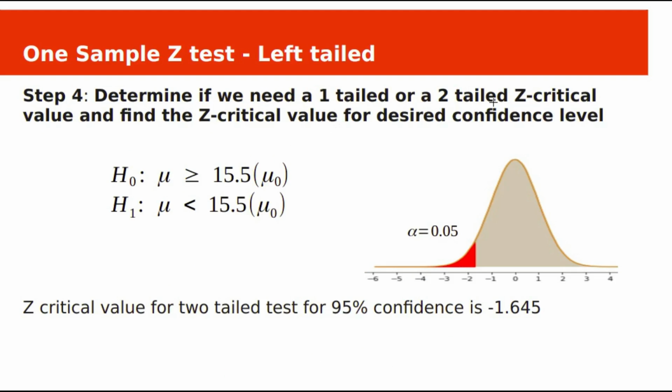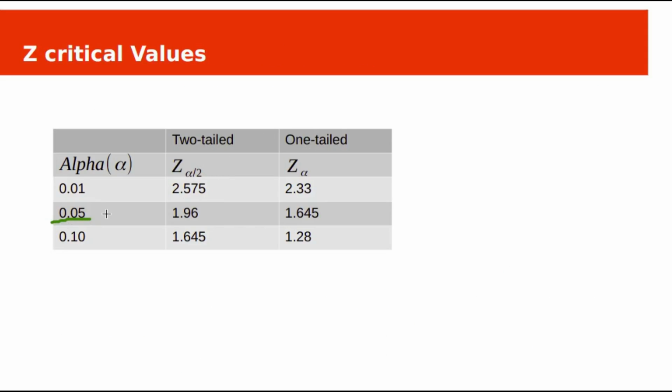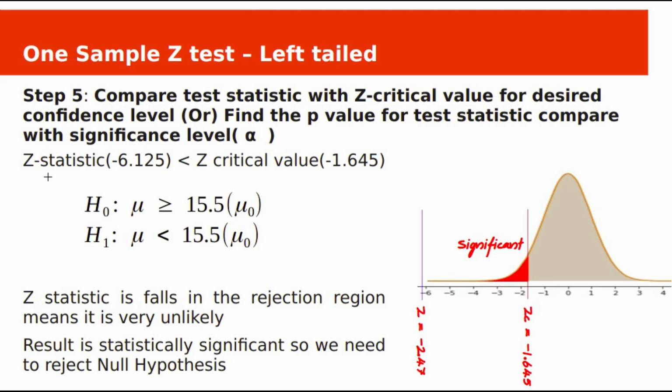You need to find whether it is a one tail or two tail test and find the respective Z critical value for the desired confidence level. Here it is a left tail test, so find the Z critical value for a left tail test for 95% confidence level. Here the confidence level is 95%, alpha is 0.05. It is a one tail test, so it will be 1.645. Since it is a left tail test, it is minus 1.645. Compare the Z statistic value with the Z critical value. Z statistic is minus 6.125, which is less than the critical value minus 1.645.